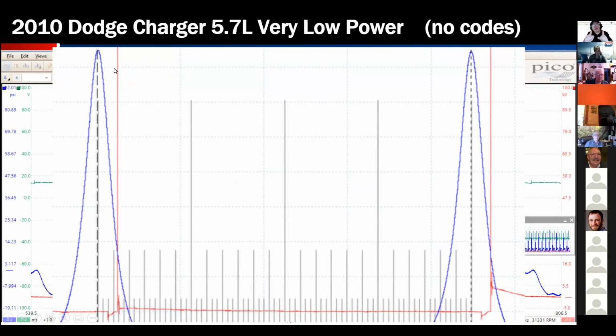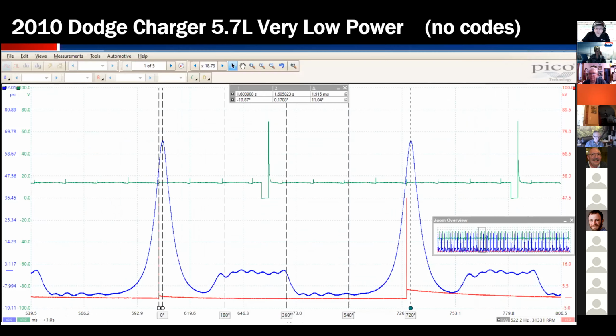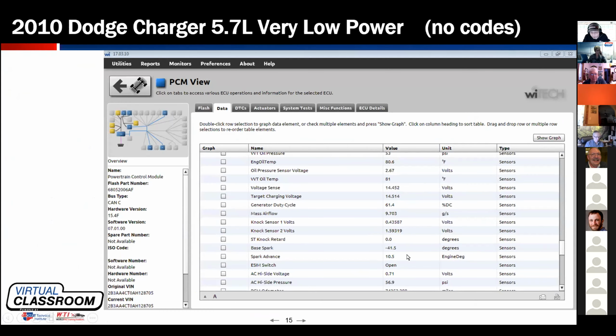But what's frustrating about this is, I can quickly tell you that the scan tool's lying, because back here, he said it's supposed to be 10 degrees before. It's not. It's 30 or 40-ish after. He's completely wrong. Could he be wrong because he has inaccurate knock sensor data?